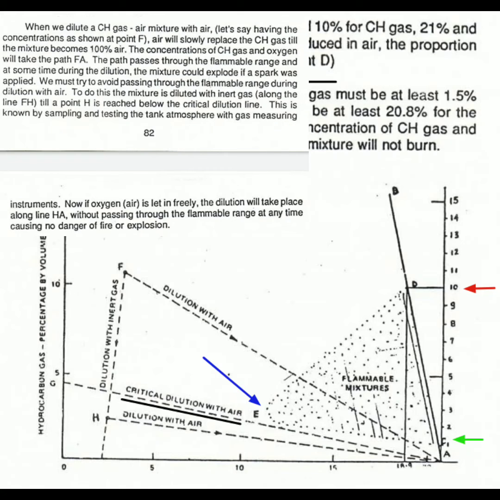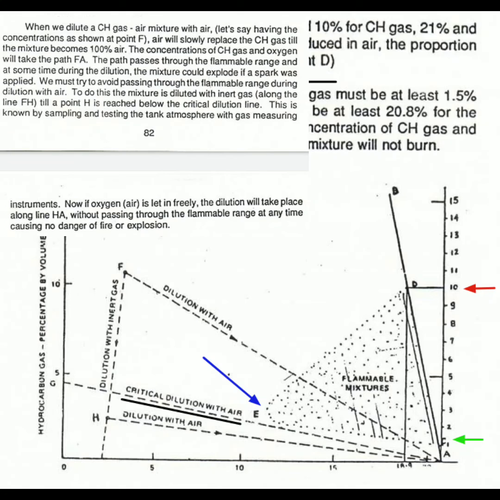Now we will come to the dilution of the hydrocarbon mixture. For the dilution part, if we consider a point F and we dilute the mixture with air, air will slowly replace the hydrocarbon gas till the mixture becomes 100% air. The concentration of hydrocarbon gas and oxygen will take the path FA. This path passes through the flammable range, and at some time during the dilution the mixture could explode if a spark was applied. We must try to avoid passing through the flammable range during dilution with air.